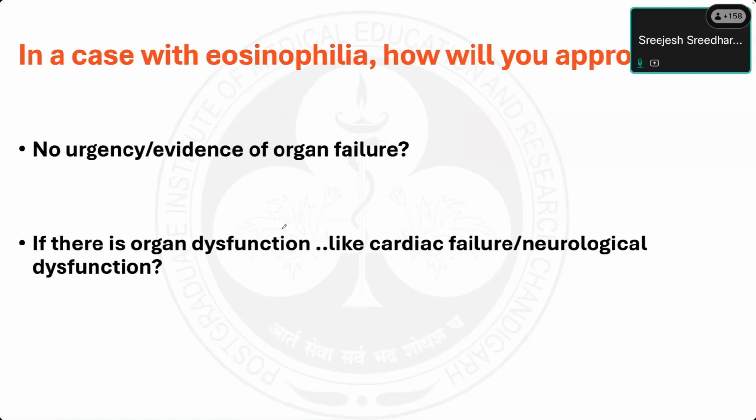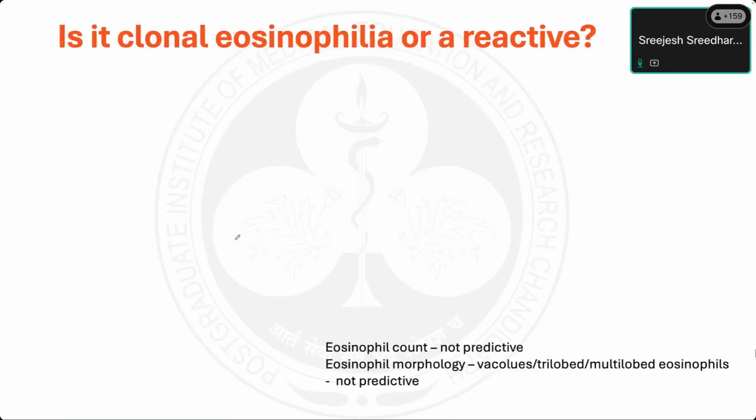But if there is no organ dysfunction, we can go in a stepwise manner, starting with exclusion of a reactive process like an allergy or an infection or some drugs or other secondary processes, followed by exclusion of a malignancy. But if there is an urgency, we'll have to go for all the investigations at the beginning itself. So always the question is: is it clonal eosinophilia or is it reactive eosinophilia?